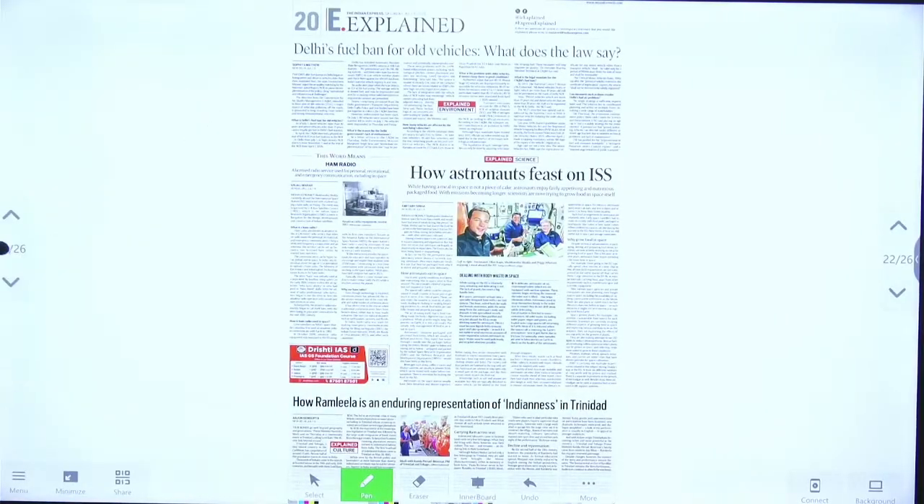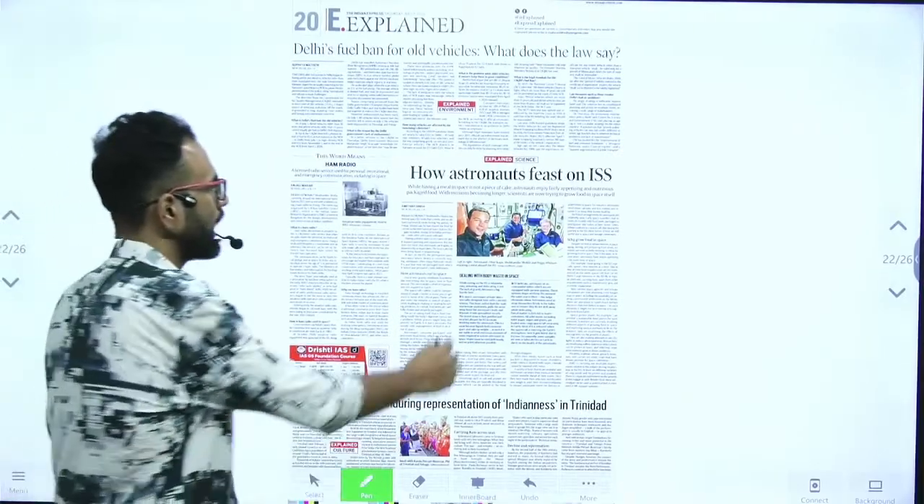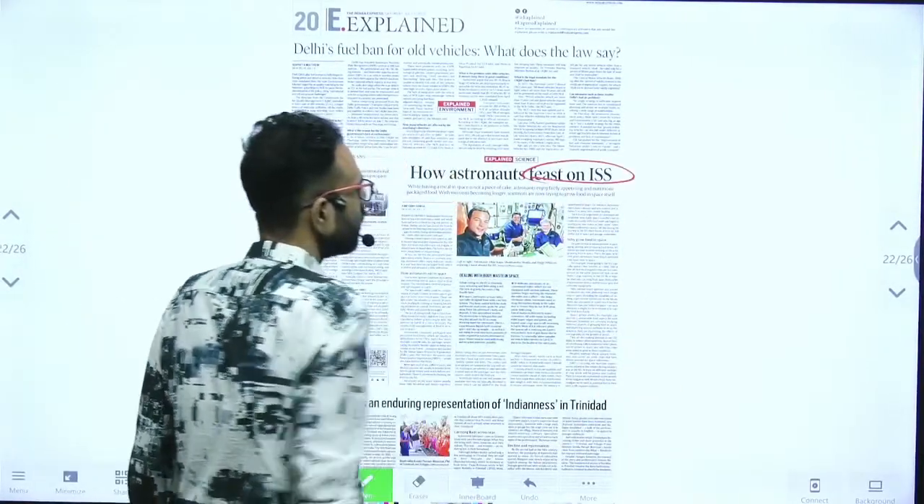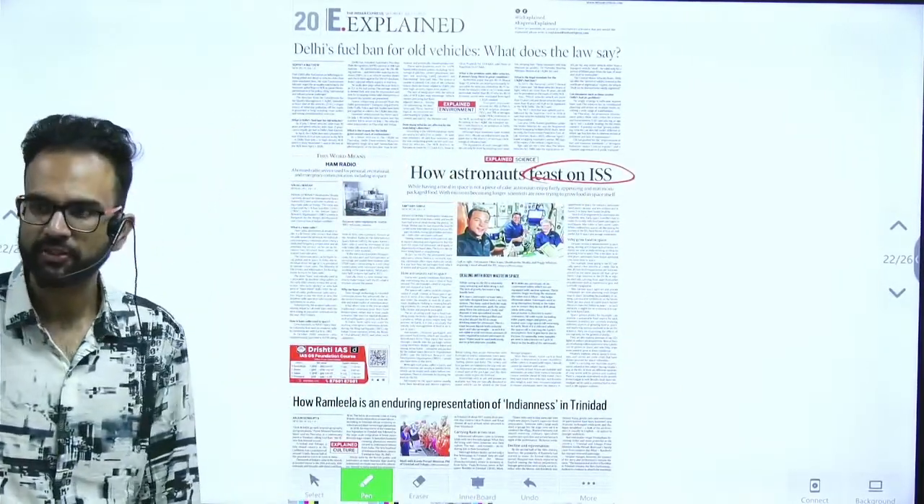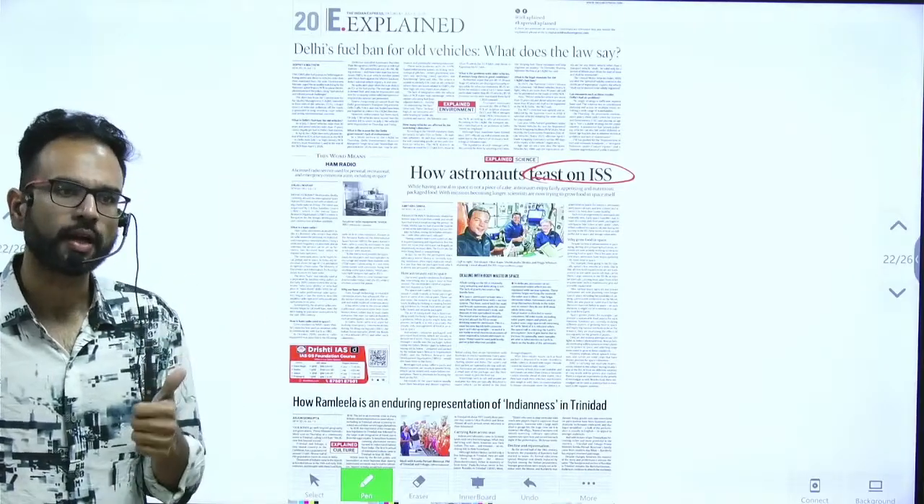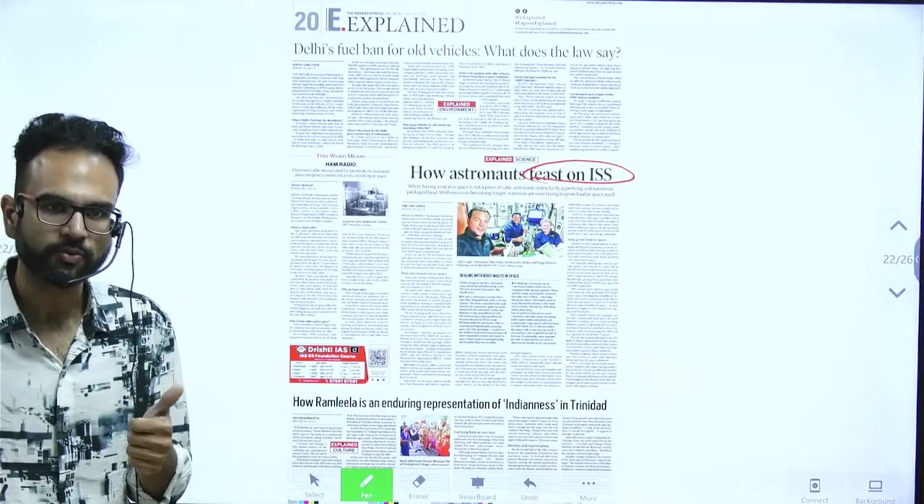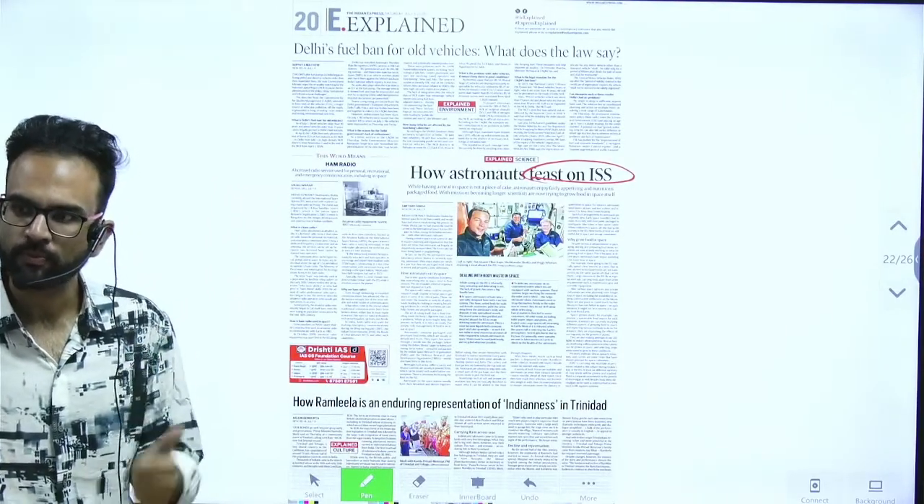See, Delhi's fuel ban, all of that is already done. Here, how astronauts feast on the ISS, International Space Station. Homework again. What is the International Space Station? Point number 1. Point number 2.